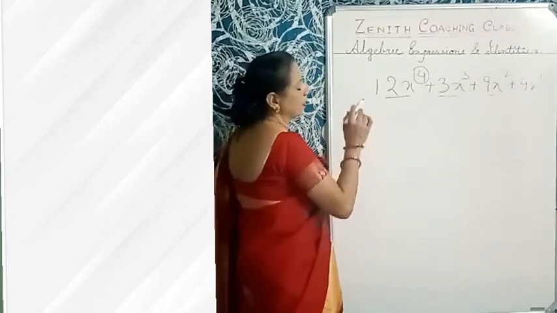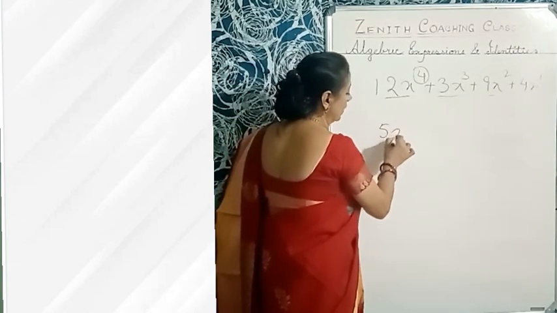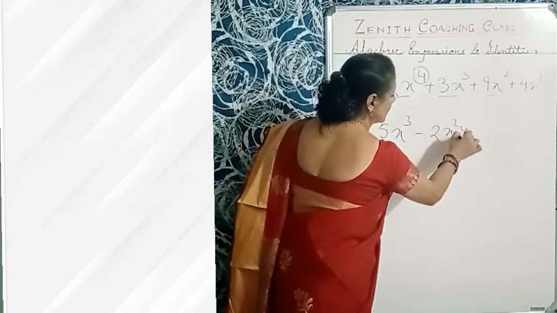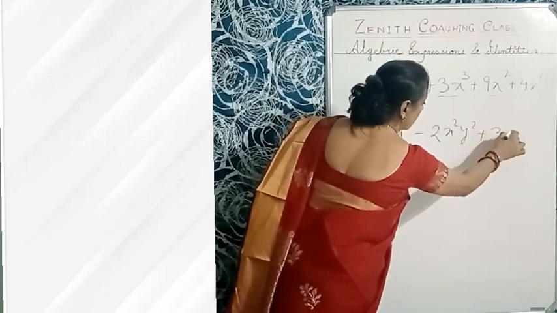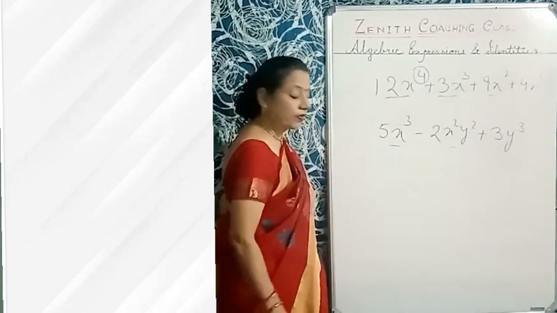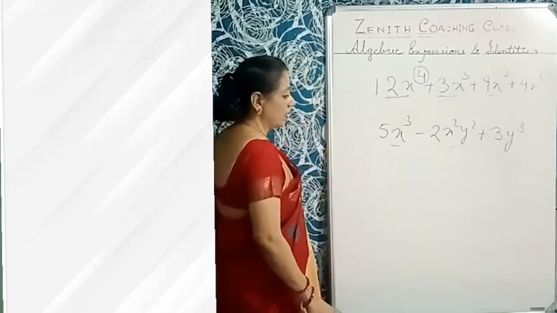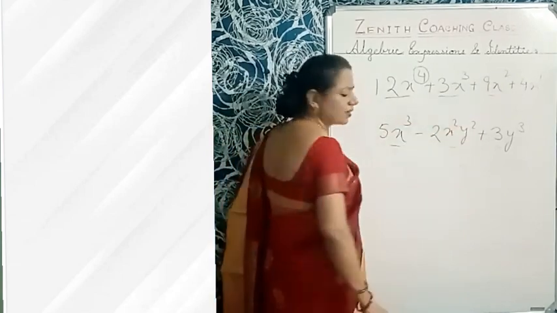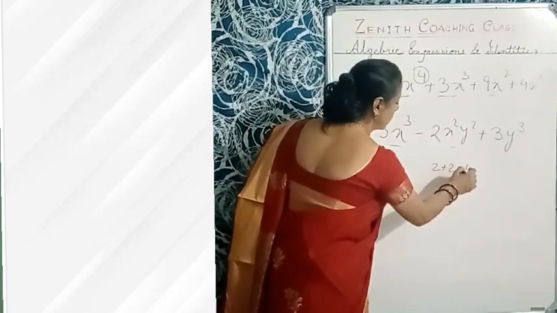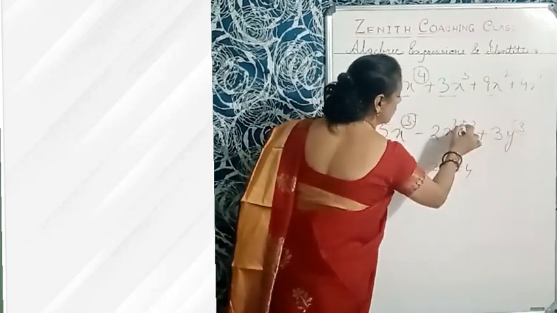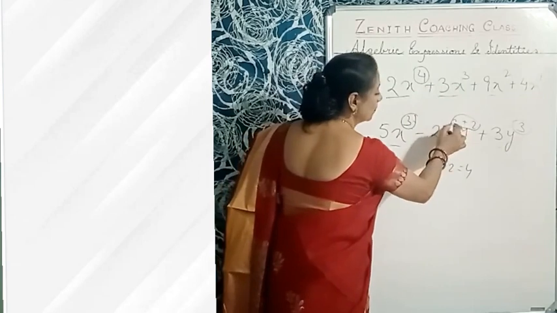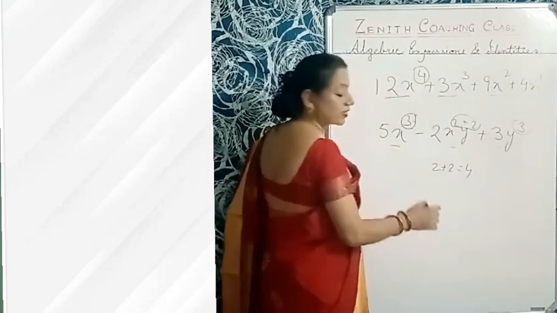Now here is another sum: 5x cube minus 2x square y square plus 3y cube. This is a trinomial. And what is the degree here? You will say the degree is 3, here is 3, here is 3. No, here the degree is 4, because 2 plus 2 is 4. Here is 3, but here is 2 plus 2. Maybe 2 is smaller than 3, but 2 plus 2 is 4. So here the degree is 4.